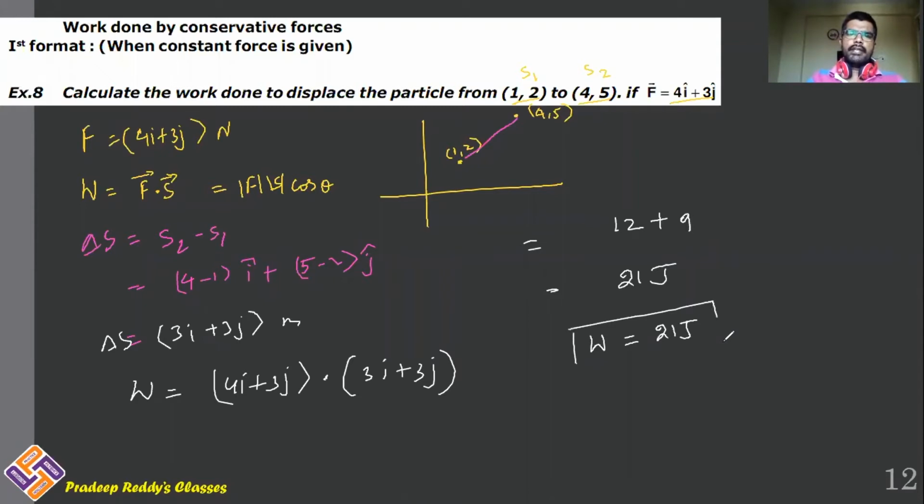Here we do not have any complications. There is only a force which is constant, and the displacement is also given to you. Using the displacement vector, taking the dot product of F and S, you will get the net work done.